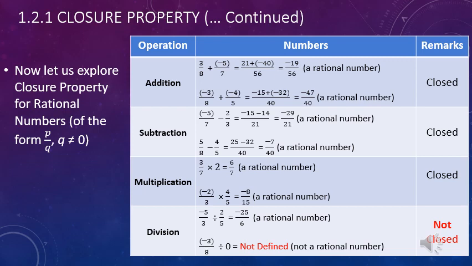Now consider division. Here we see that when any rational number is divided by 0, then we cannot get a rational number because we know that any number cannot be divided by 0. It is not defined. Hence, for rational numbers, it is not closed under division.